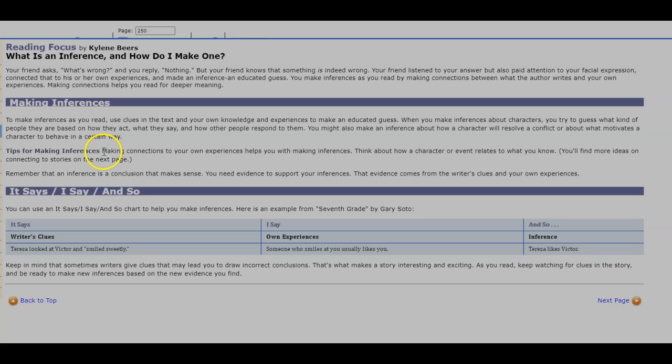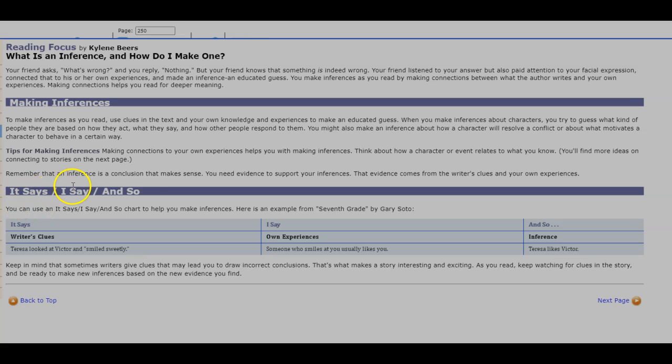Tips for making inferences. Making connections to your own experiences helps you with making inferences. Think about how a character or event relates to what you know. You'll find more ideas on connecting two stories on the next page. Remember that an inference is a conclusion that makes sense. You need evidence to support your inferences. That evidence comes from the writer's clues and your own experiences.